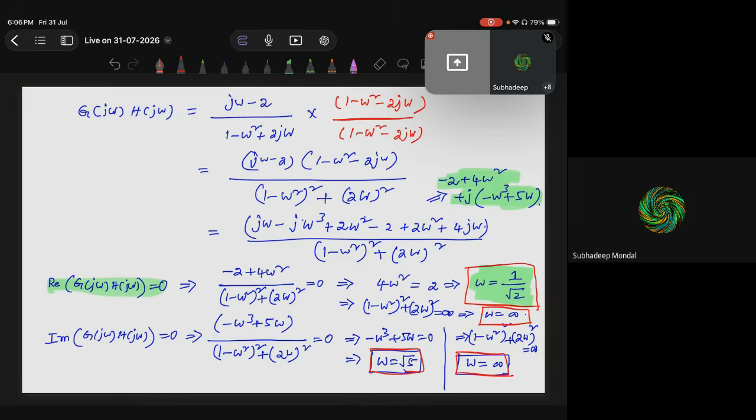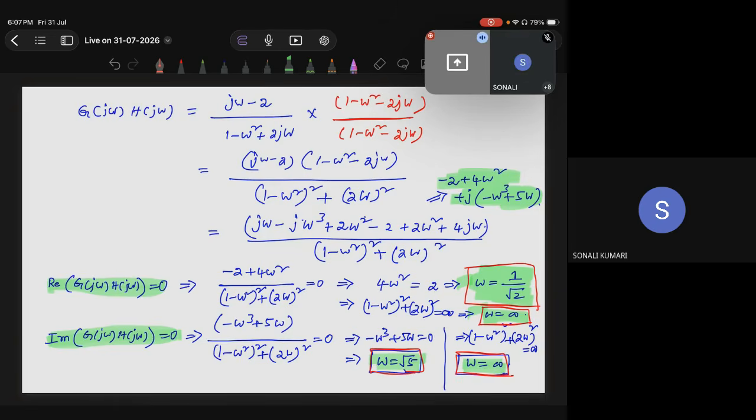So when you make the real part 0, this is the first possibility, the second possibility, omega values. When you make the imaginary part 0, omega is root 5 or omega is equal to infinity. Is this step clear? Any doubt?